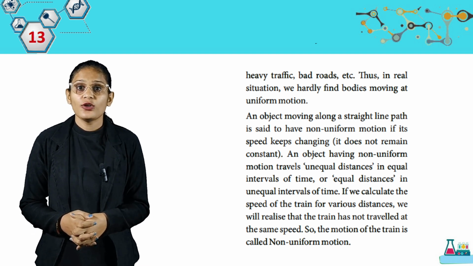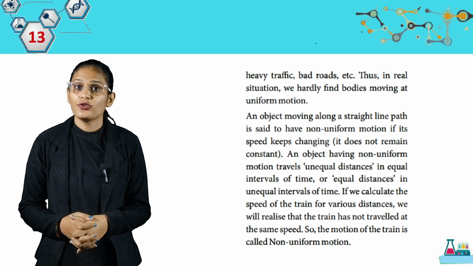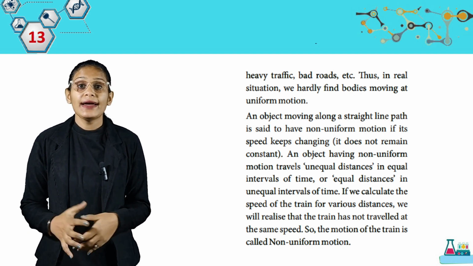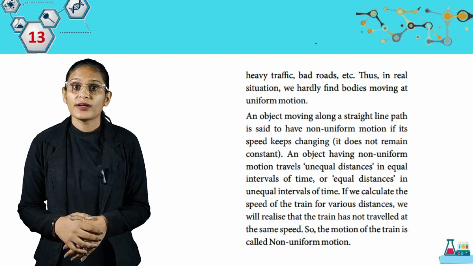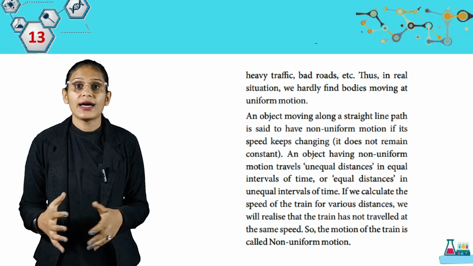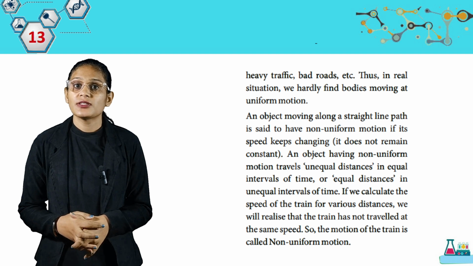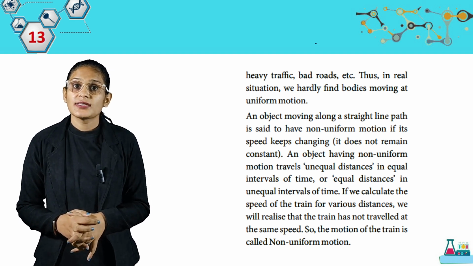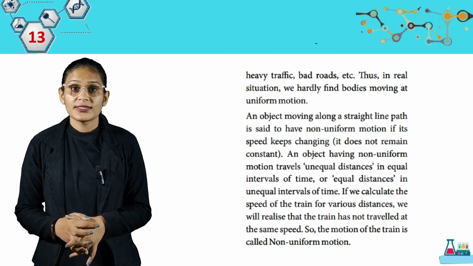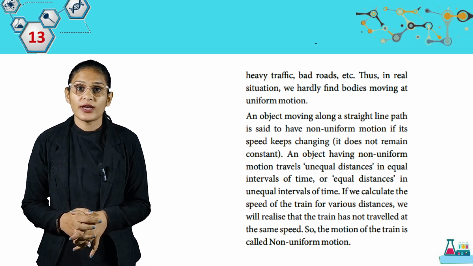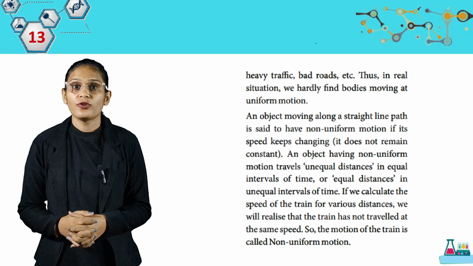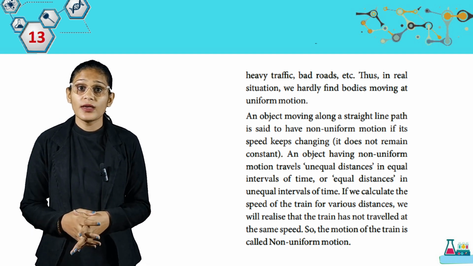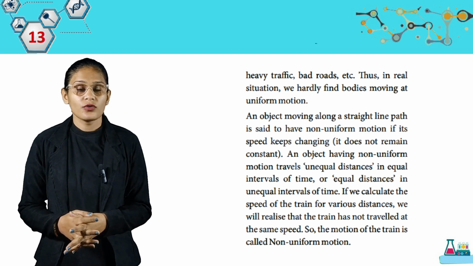An object moving along a straight line path is said to have non-uniform motion if its speed keeps changing. It does not remain constant. An object having non-uniform motion travels unequal distances in equal intervals of time, or equal distances in unequal intervals of time. If we calculate the speed of the train for various distances, we will realize that the train has not traveled at the same speed. So, the motion of the train is called non-uniform motion.